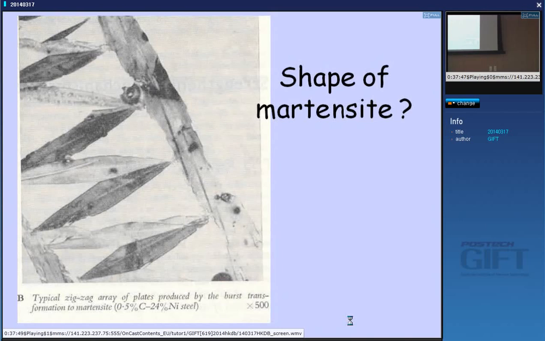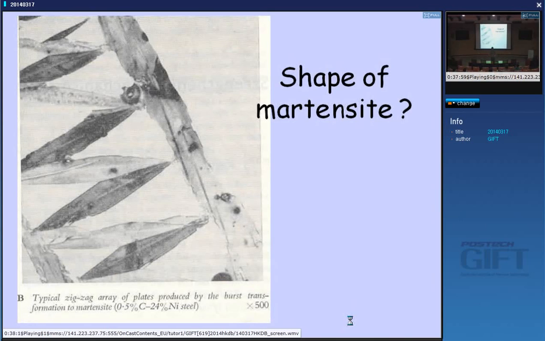It's like a plate, yeah. What did you say, approximately? Yeah, so it's like an oblate spheroid. So it's got two radii which are equal, but one which is very much smaller. Yeah. So we need to explain why martensite forms like a plate, because pearlite doesn't form like a plate, ferrite doesn't form like a plate. So why does martensite form like a plate?